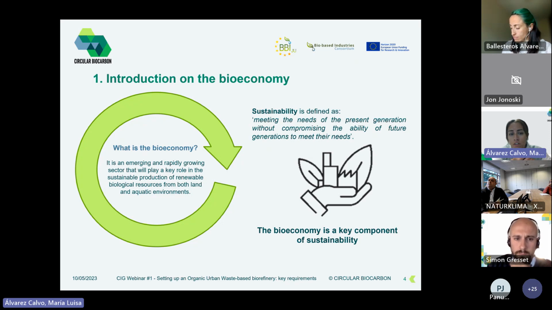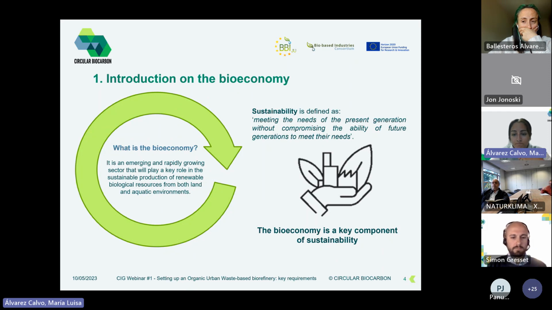Sustainability is defined as meeting the needs of the present generation without compromising the ability of future generations to meet their needs. So with growing demands on resources, ensuring a viable sustainability strategy is increasingly important. So the bioeconomy is a key component of this.